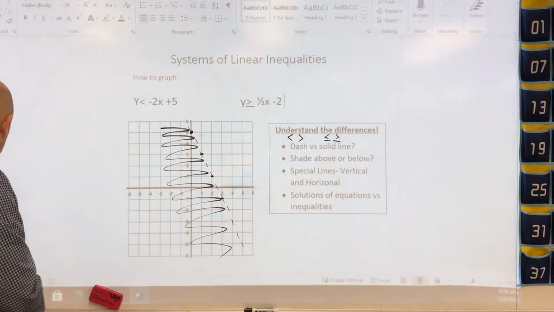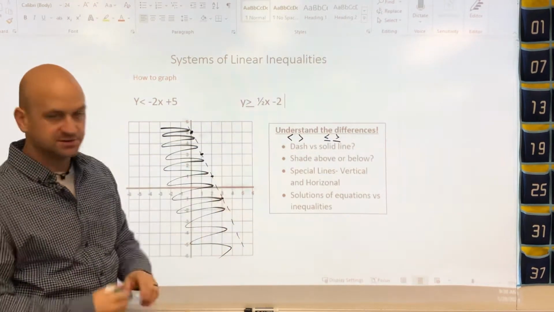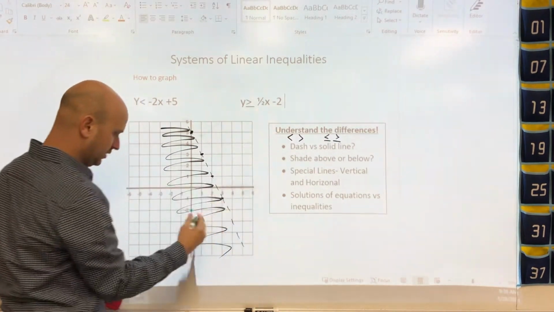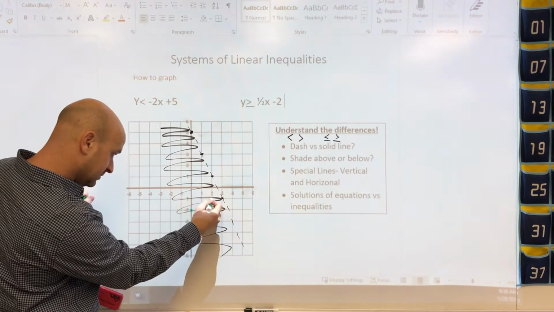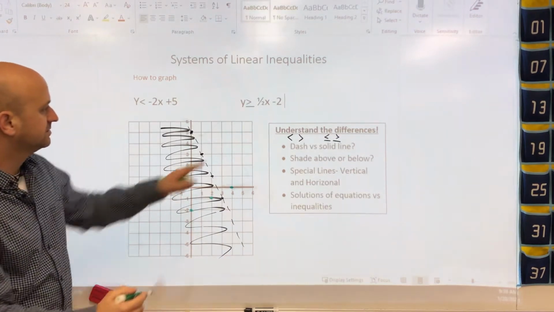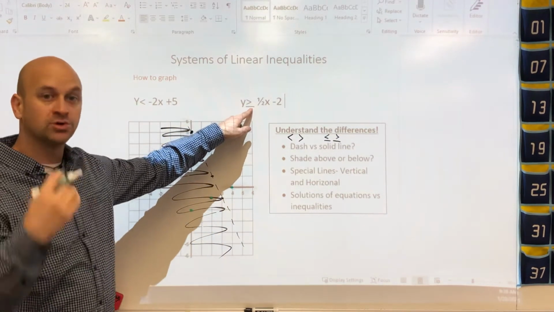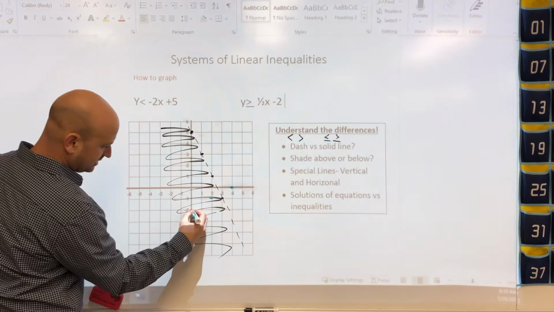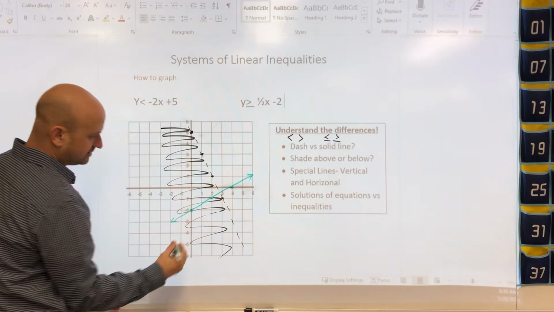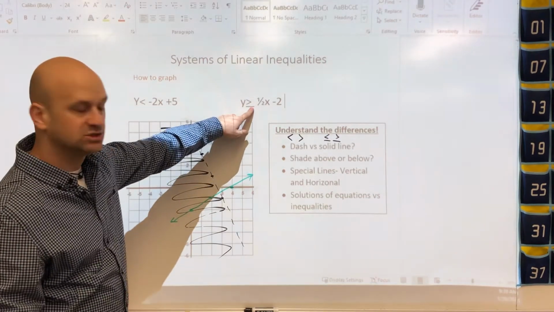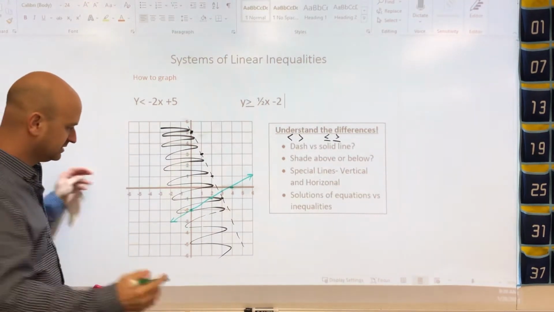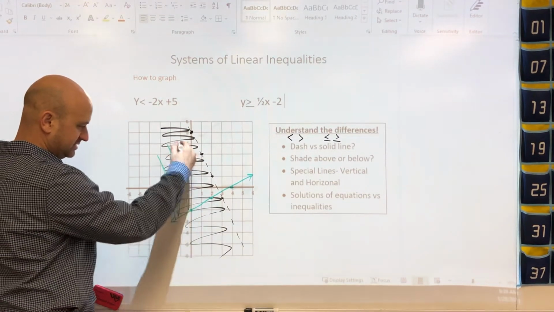All right, so now let's look at the other equation. We're going to start at -2, our y-intercept. We're going to go up 1 and over 2, up 1 and over 2. Now in this case, because it's greater than or equal to, we need to use a solid line. So I'm going to use a solid line, and then it is going to be greater than the line. So what we're looking for is the values above it. Okay, so we're talking about this here.